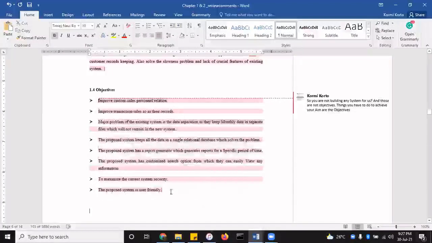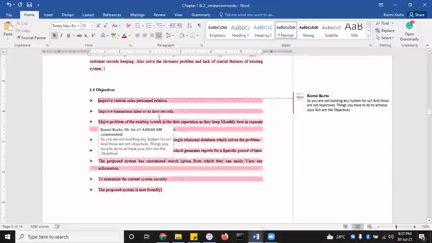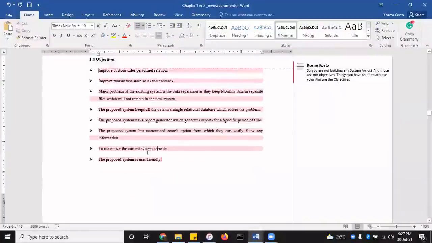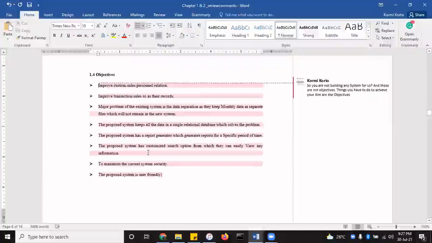It just talks about the benefits, how it would improve major problems. The proposed system would help. The proposed system has got a reporting system. The proposed system has got customized search. You know what I'm saying? There's nothing objective over here, right? Guys, are you going through this? Hello? Do you guys see any objective anyhow over here?